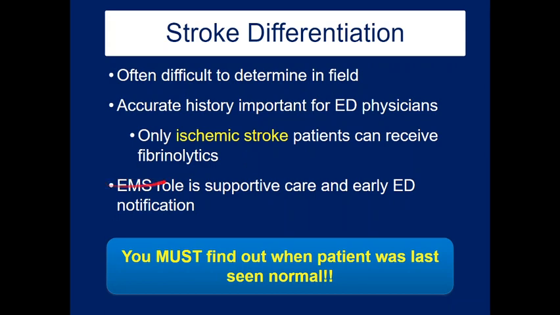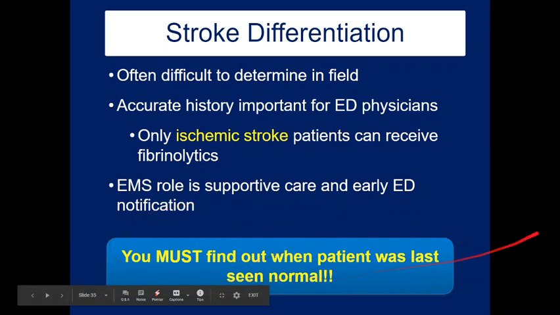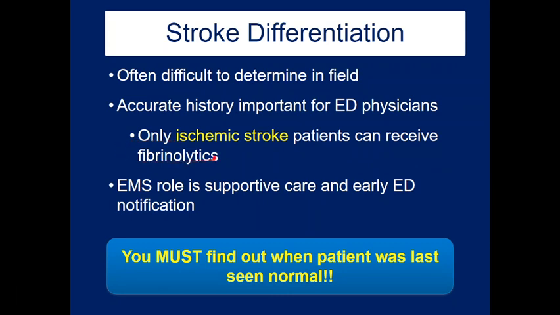So our role in EMS is to provide supportive care, go to the ER, and notify them en route. Frequently the paramedics on the ambulance, or maybe if you are a BLS ambulance, you'll have a phone number to call so you can notify them even quicker rather than just doing the radio on the way to the hospital. And this is super high yield. I can't emphasize this enough. You have to figure out when the patient was last seen normal, because these drugs can only be used within 3 hours of the onset.